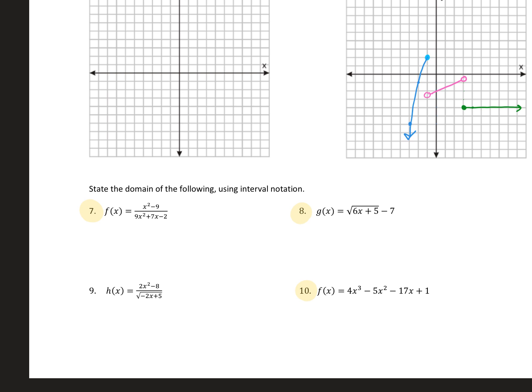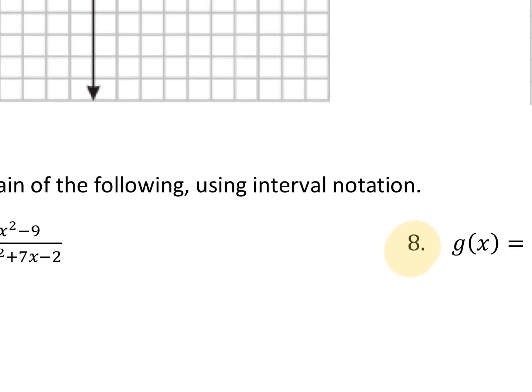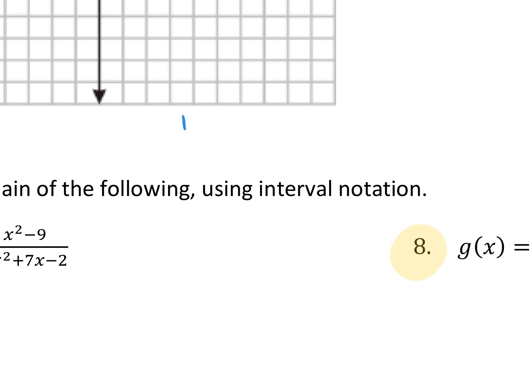We want to state the domain of the following using interval notation. So we have to be careful when we have an x in the denominator of a fraction. What can our denominator not be here? 0. So if we have x in the denominator, we have to set it not equal to 0. We also have to be careful if we have a square root. What can we not have under the square root? Negatives. So I would set whatever's under my radical greater than or equal to 0. And if we have a square root in the denominator, we would set whatever's in our denominator greater than 0, because obviously it can't be 0 in the denominator.